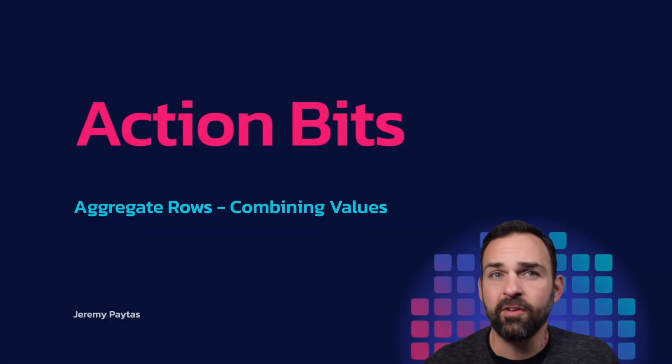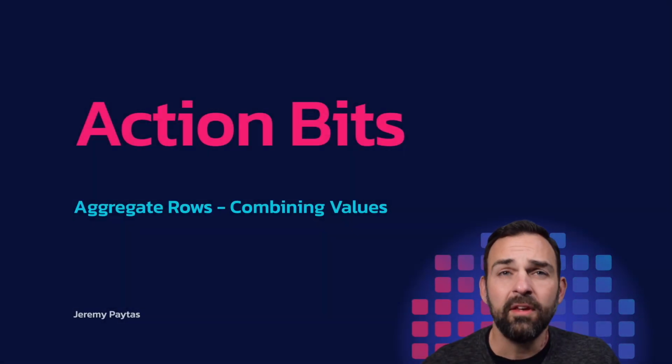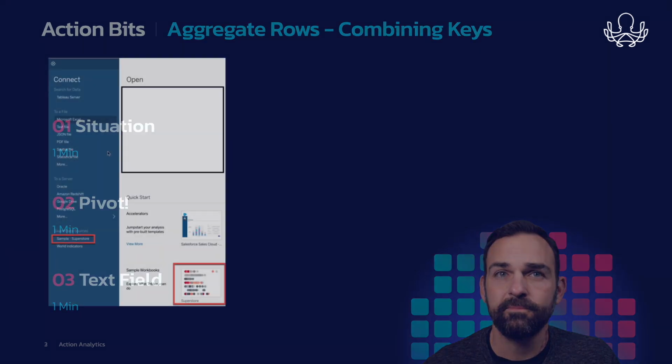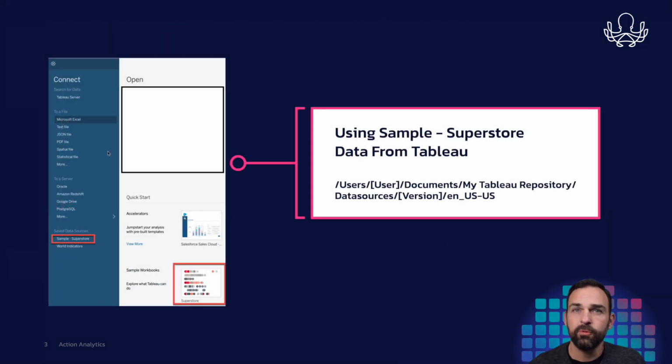Today we're going to look at aggregate rows and combining values in Tableau Prep. Step 1, I'm going to explain the situation. Part 2, we're going to pivot. In Part 3, we're going to look at the resulting text field. We're going to be using the sample superstore data brought to you by Tableau.